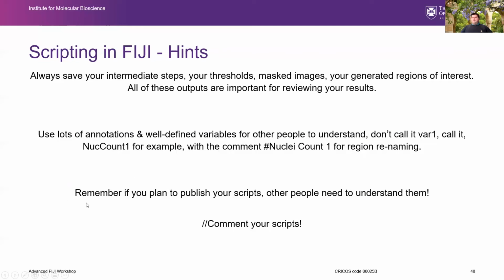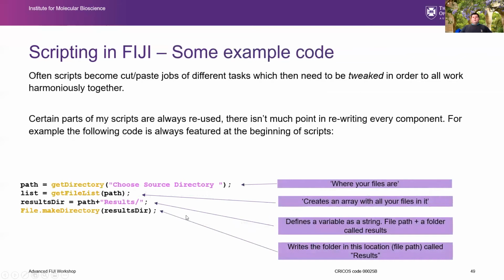Remember, if you're going to plan to publish your scripts, other people need to understand them. So comment your scripts and describe the goals of what you're doing in each segment or block of code. The code may look daunting to some people. So we're going to walk through and show some example code and explain that often there are these chunks that we always use, and that the scripting is just a series of blocks of tasks that you may repeat over and over. Certain parts of my scripts are always reused.